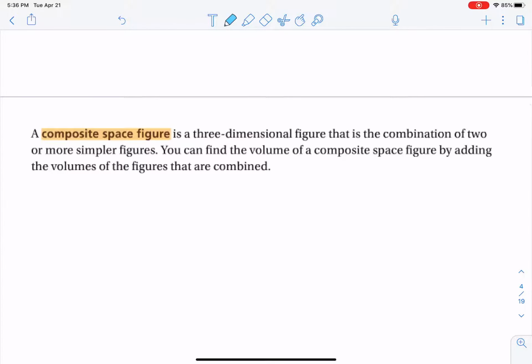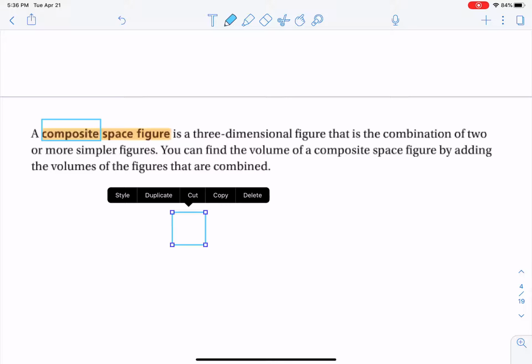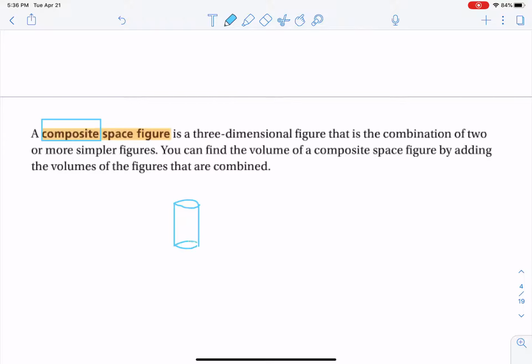So a composite space figure or composite figure is just if you take two or more figures and combine them. So maybe you have a can. Let me see if I can draw that. A cylinder, canned good. And on top of it, you have, let's say, a party hat or a cone. We saw this in one of the other problems we were looking at with surface area. But with volume, all you have to do is take them each separate, find the volume, and then add them together.